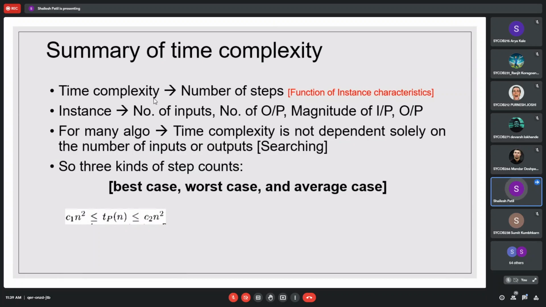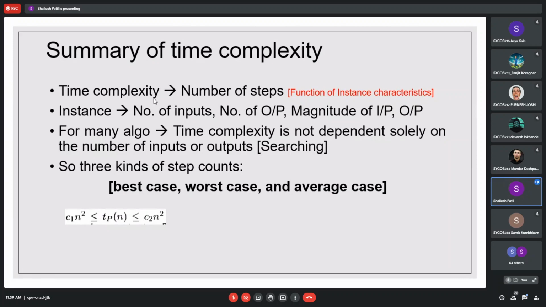But when that input increases to 1000, we have to shift it 1000 times. 999 times we have to shift to put the element at the first position. So along with the number of steps, we have to consider the number of inputs, and the number of outputs that we have to generate.